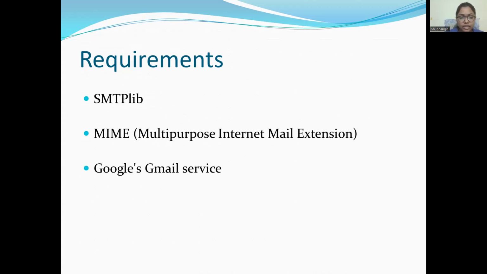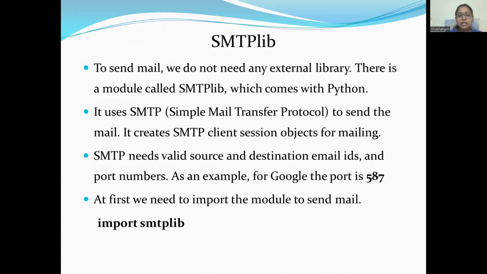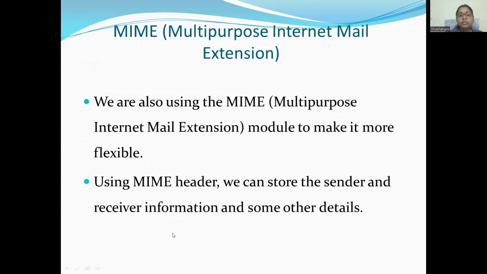MIME, and Google's Gmail service. First I will start with the SMTP library. For this, we do not require any external library to download or import. The SMTP library comes with Python. We just need to import it using the import smtplib command. Second is MIME, which stands for Multipurpose Internet Mail Extension, and we use MIME to make it more flexible. Using the MIME header, we can store the sender and receiver information and some other details.